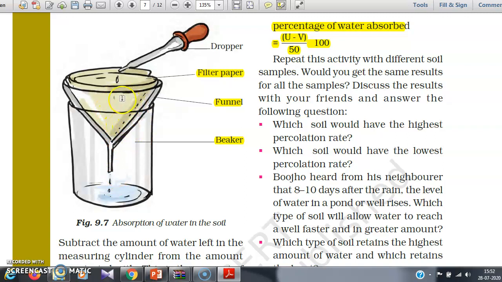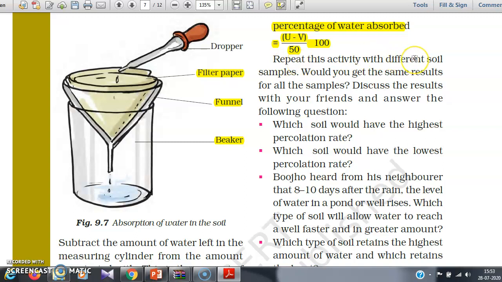So 1 gram of soil has absorbed 100 by 50. So what is the percentage? 100 by 50 into 100. That percentage of water is absorbed by the soil. And obviously, if we do it with different types of soil, if we keep here sandy soil, loamy soil, clay soil, in all the cases we will get different results. That means the percentage of water absorbed will definitely vary.